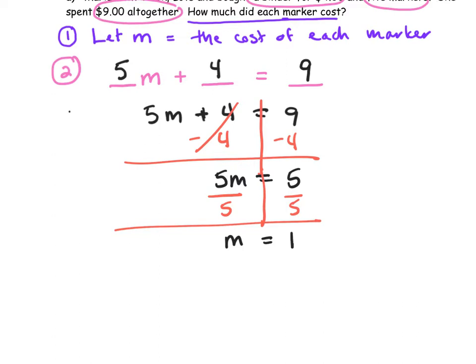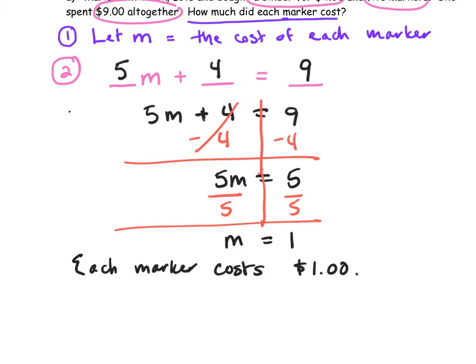So they ask us to put meaning to what this 1 is. So this is where defining our variable comes in handy. M represents the cost of each marker. Therefore, 1 must mean the marker cost $1. So we're going to write that in sentence form. So each marker costs $1. So now we have meaning. And I needed to look back and make sure that we were talking about dollars.